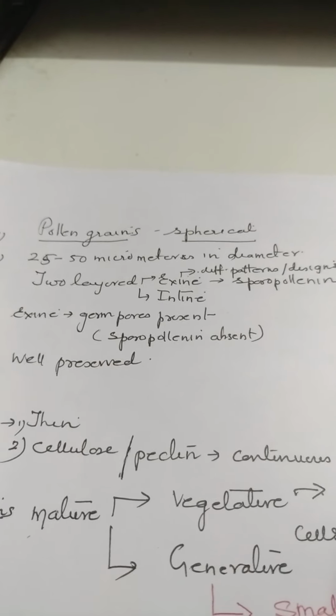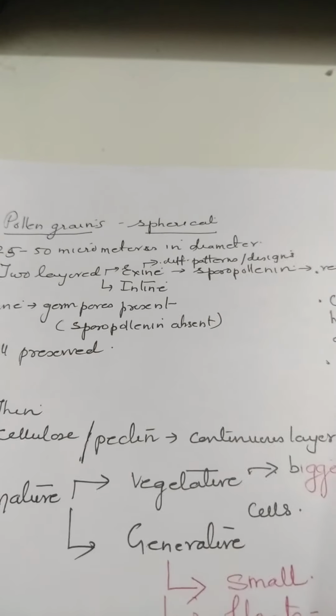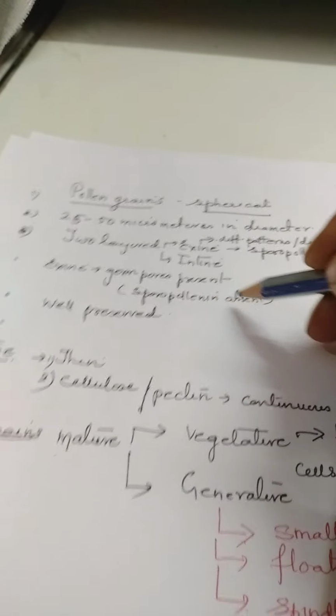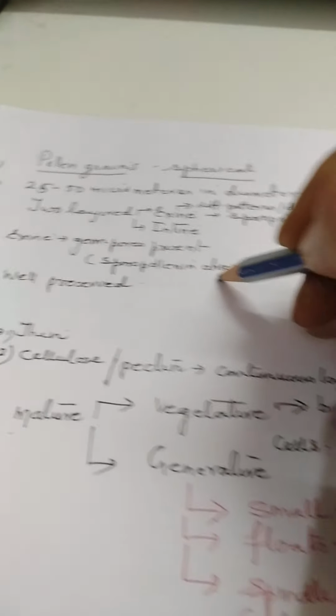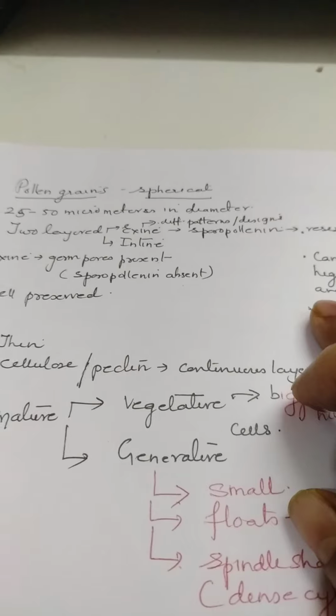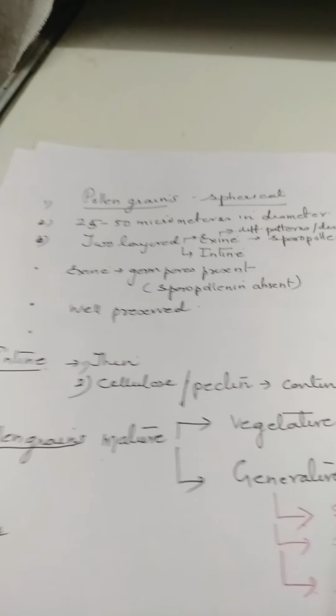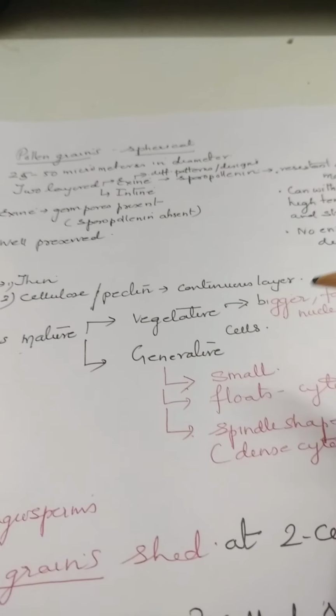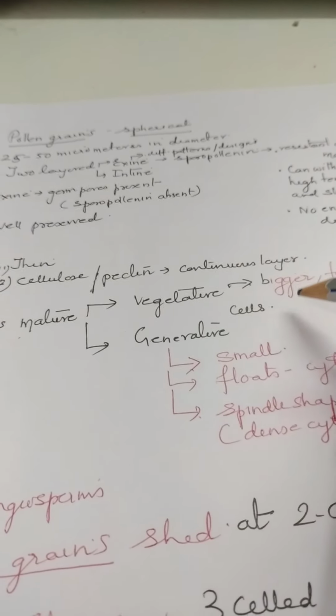In some places the exine is incomplete, not continuous. That is where the germ pores are present, where sporopollenin is absent. Because of this, our pollen grains are well preserved. The other layer is the intine. Intine is thin and made up of cellulose and pectin, and it is a continuous layer.